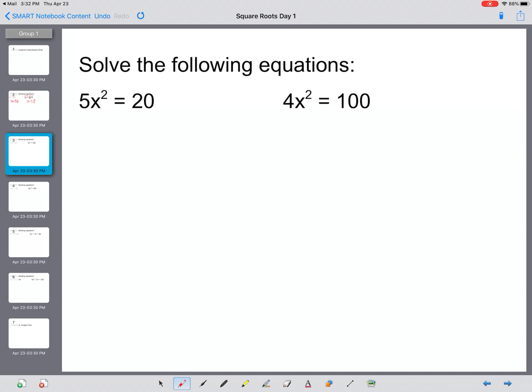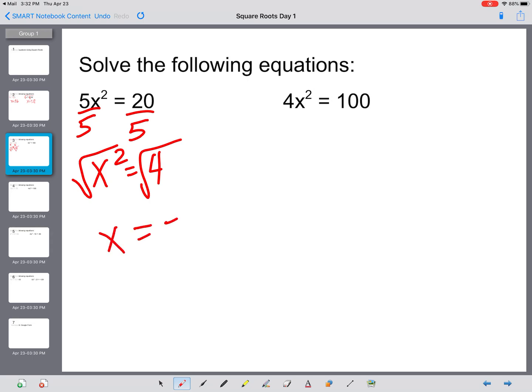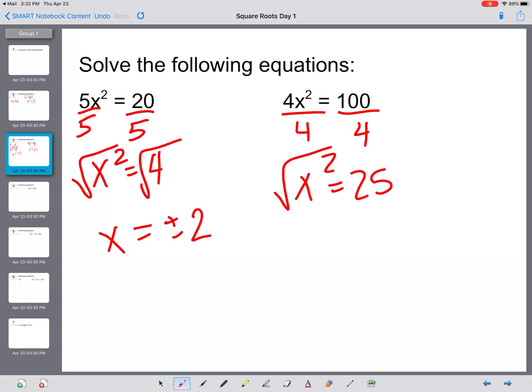Next one. Notice here it's got 5x squared equals 20. I have to get rid of that 5 first. So I'm going to divide by 5 on both sides. So I'm left with x squared equals 4. Now I can take the square root, and I get x equals plus or minus 2. Same thing on the next one. I'm going to just divide by 4. I get x squared equals 25. Take the square root. I get plus or minus 5.